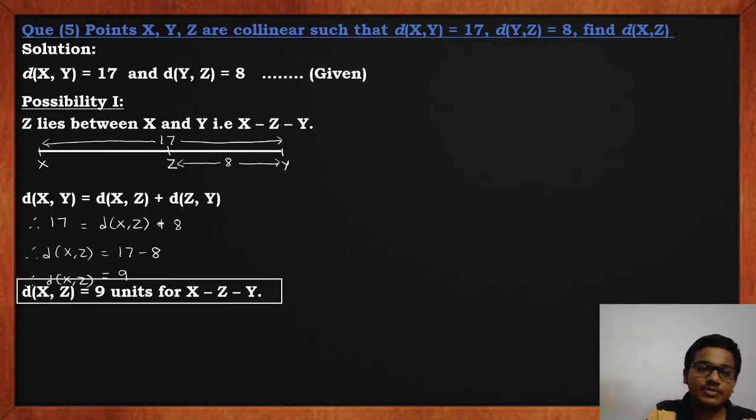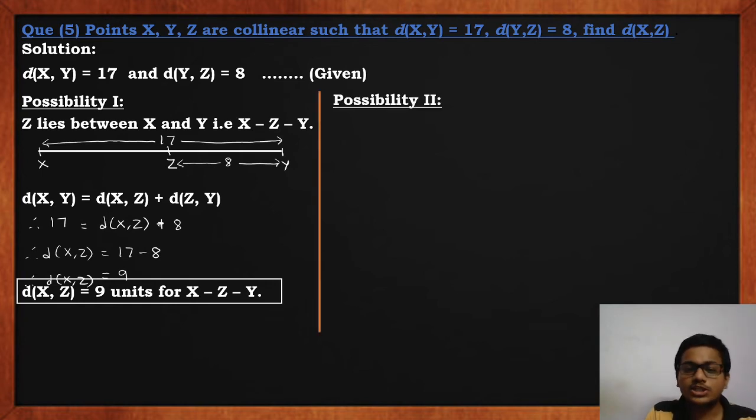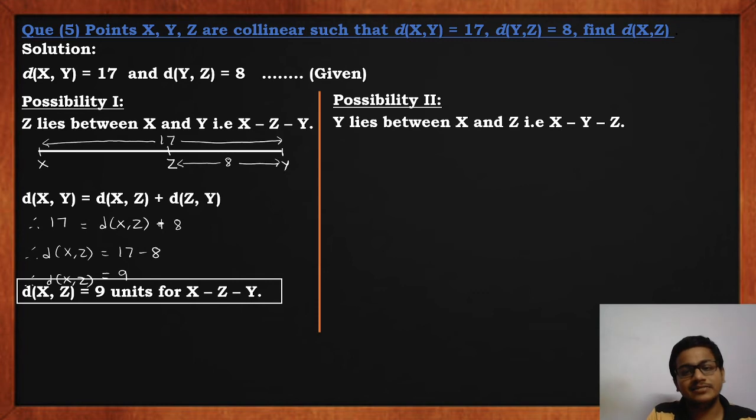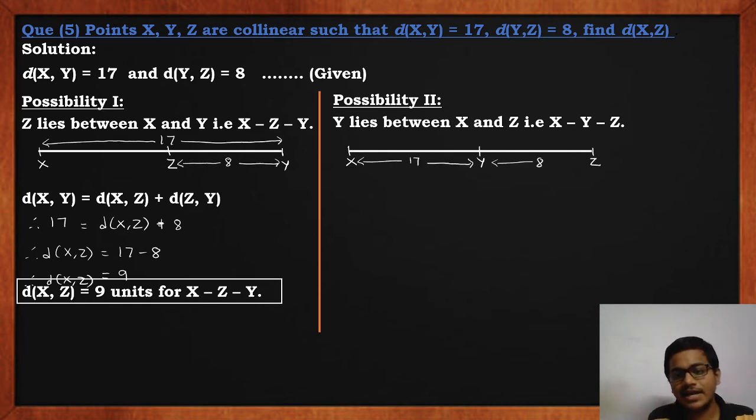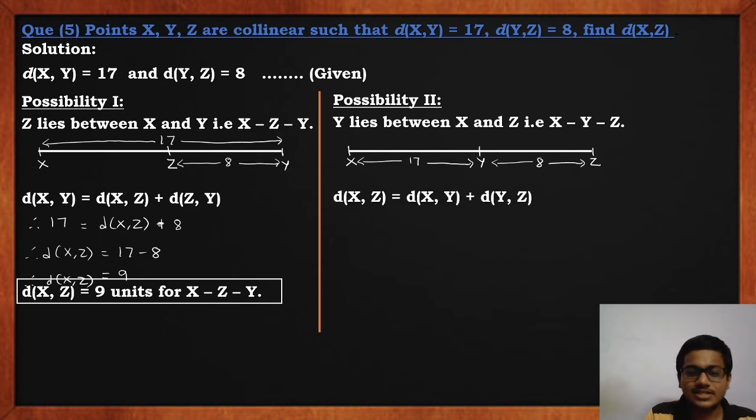Okay. Now we move to possibility number 2. What is possibility number 2? That point y will lie between x and z such that x dash y dash z. So our diagram will be like x is on a corner, y is in between and z is on another corner. Now remember, xy is 17, yz is 8. So we can say that distance xz is equal to distance xy plus distance yz. Yes or no?